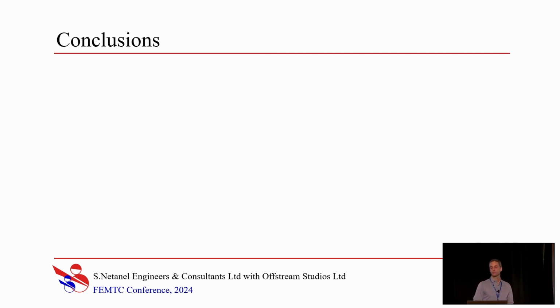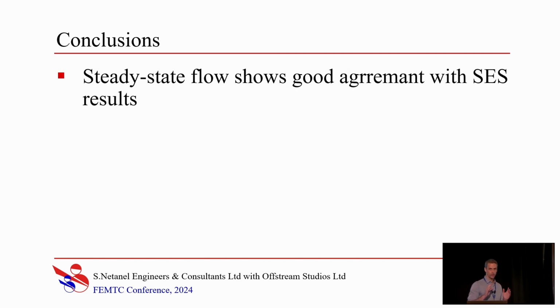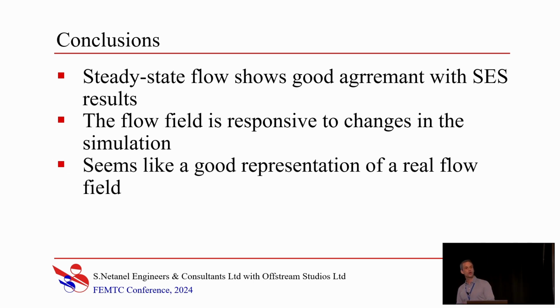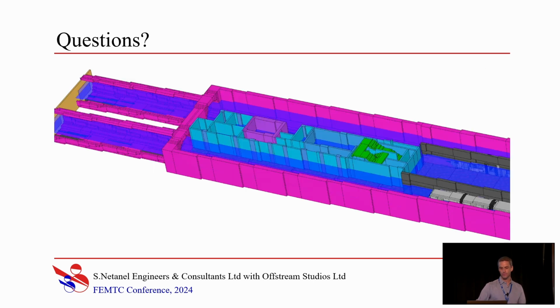So in conclusion, first, for engineering analysis purposes, I thought that I got very good agreement between FDS and SES. And the flow field that I obtained here with the multiscale approach was responsive to changes in the simulation. It could be explained physically, all the changes that we saw in the graph. All in all, I thought that this was a good representation of realistic flow in the transient phase. And since we are interested in the transient phase, that's when egress happens, I thought that this was very good.